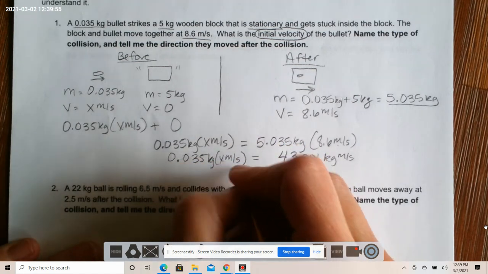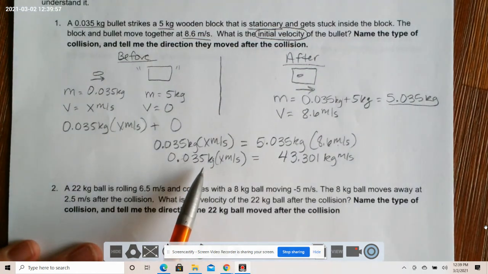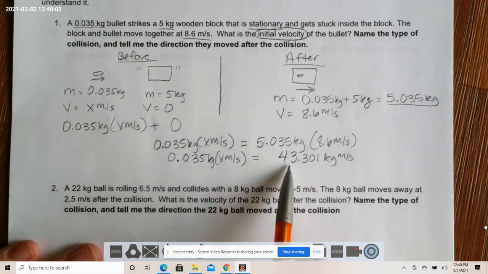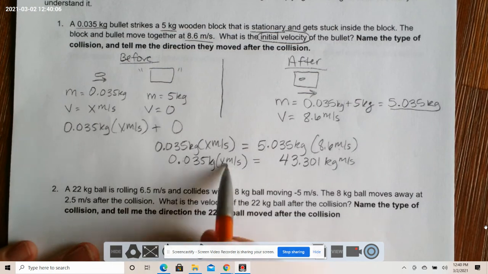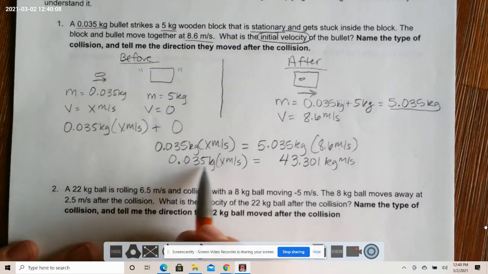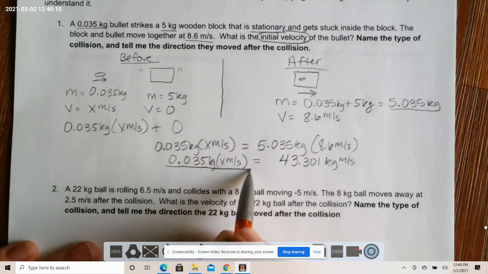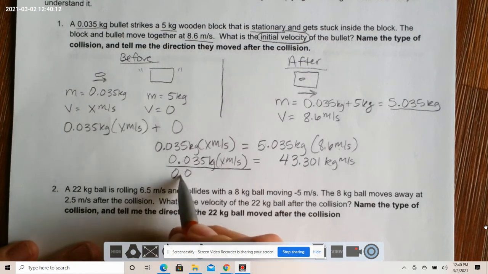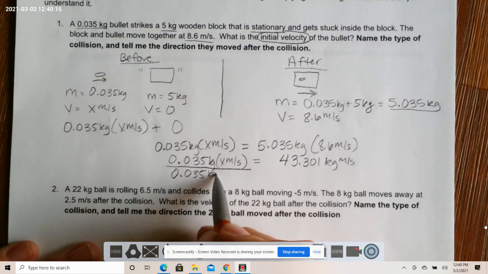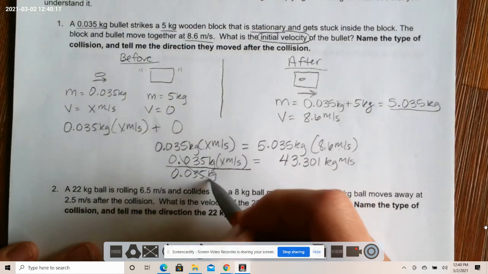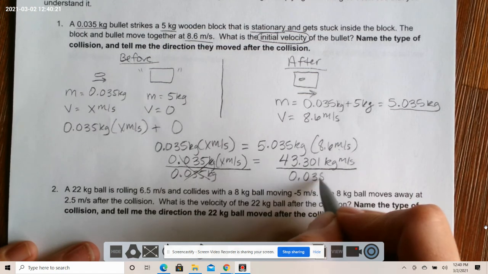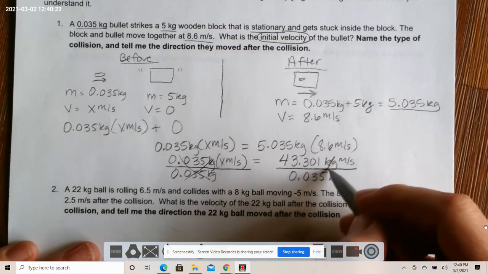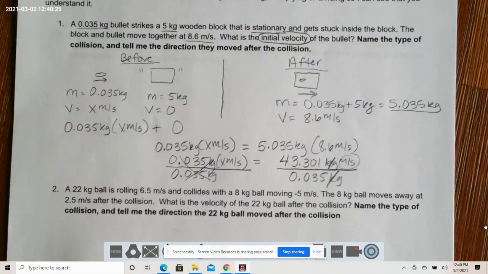Okay, so now I have 0.035 kilograms times x meters per second equals 43.301 kilograms meters per second. So I need to get x by itself. That means I need to divide out the 0.035 on this side. And it's kilograms, so I'm going to get rid of those. And I have to do that to this side. And it's kilograms, so kilograms cancel, leaving me with meters per second, which is what I need.